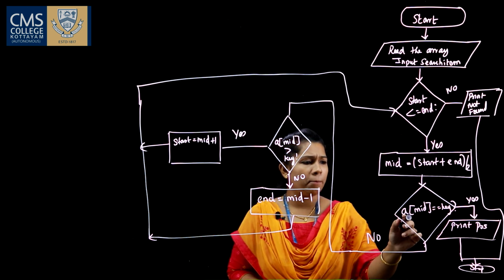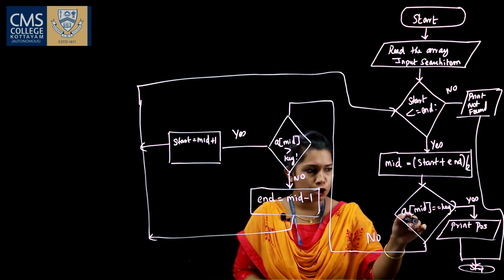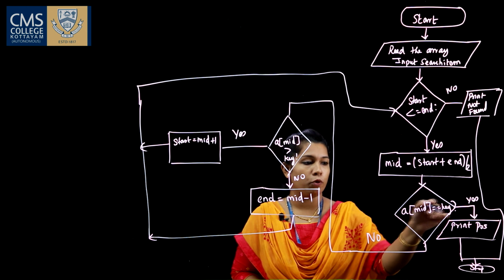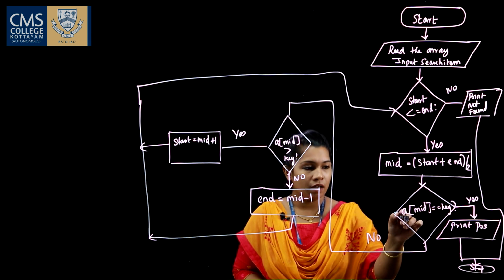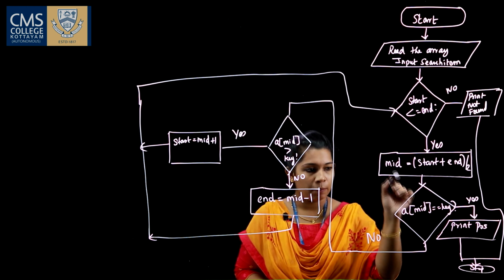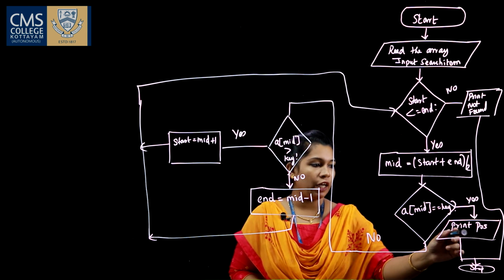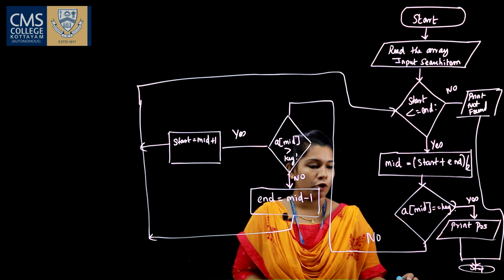Then you will compare the value in the mid position with the search item. So, here key means the search item. Okay. So, you will compare the value at the mid position with the search item. If you have found, then you will print the position and you go for stop.